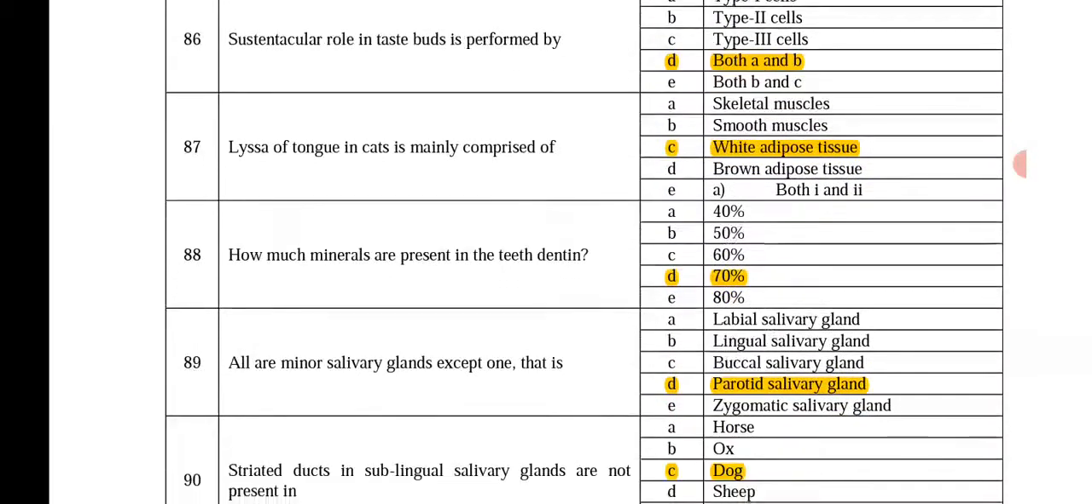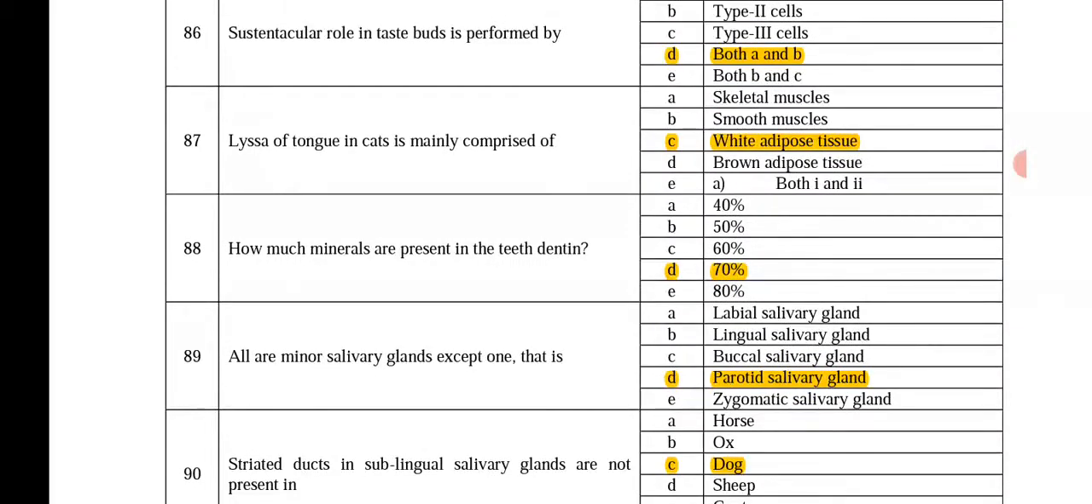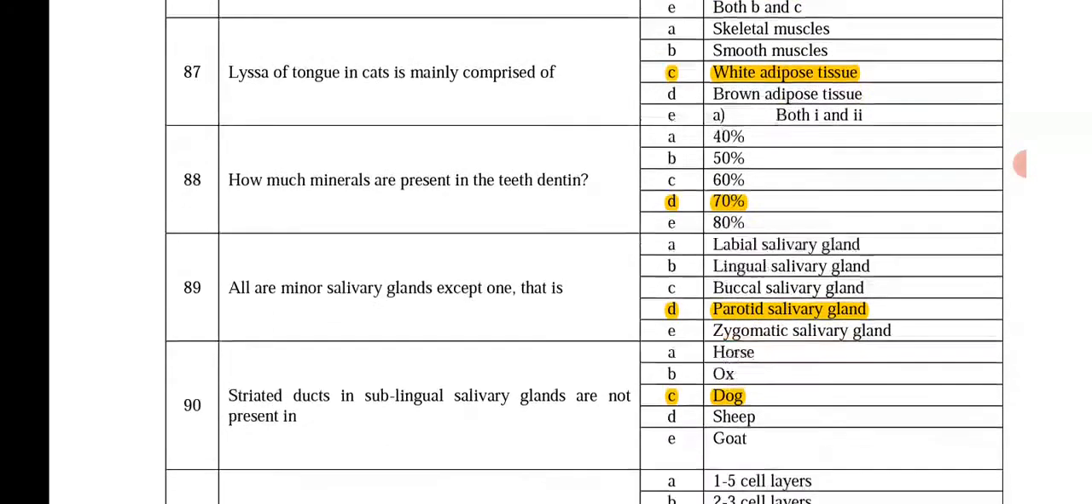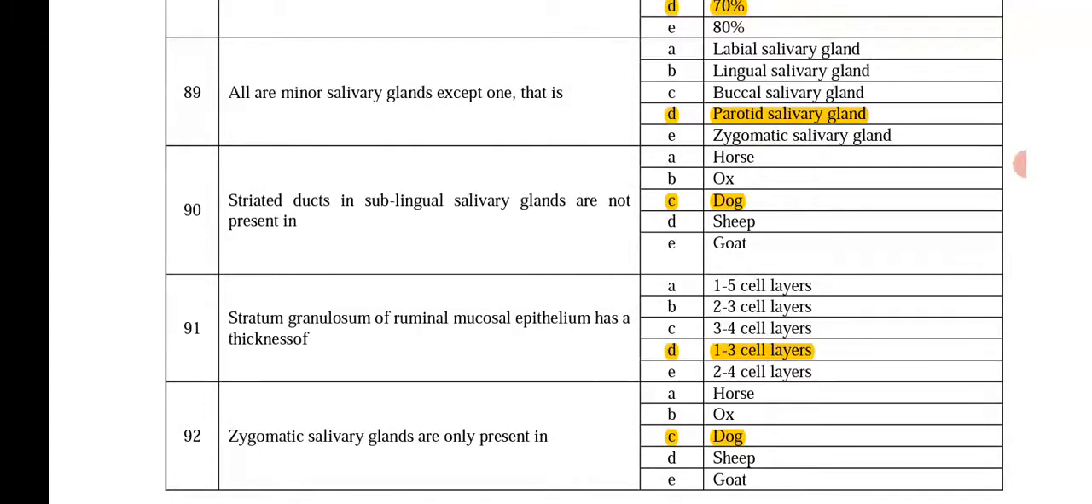How much minerals are present in teeth? Dentine. 70% minerals are present in teeth. All are major salivary glands except that is parotid salivary gland. Striated ducts in sublingual salivary gland are not present in dogs.